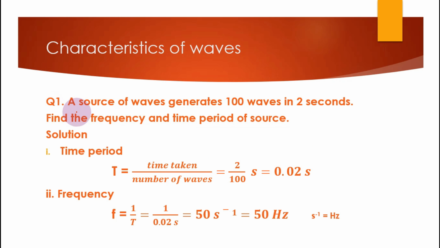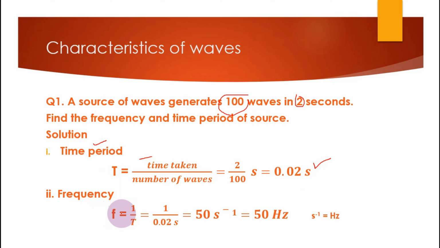There is a question: a source of waves generates 100 waves in 2 seconds. Find the frequency and time period of waves, or time period and frequency of the source. So first, how to find the time period? The formula of time period is time taken divided by number of waves. The time taken is 2 seconds and the number of waves is 100. So 2 over 100 gives you 0.02 seconds. So this is the time period of waves, and you need to remember this formula.